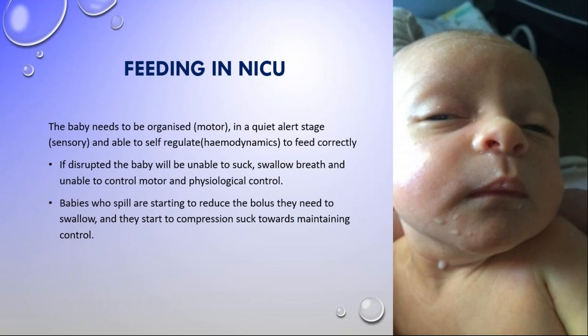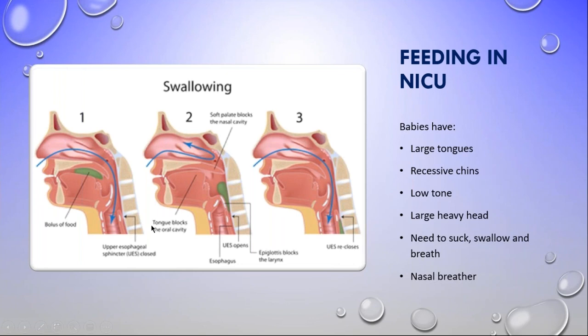So, what is the problem with feeding? They have large tongues. In actual fact, they don't have a large tongue. It's because they've got this recessive chin. The chin is back here. The tongue appears big. They are low-toned, especially preemies. They have a large, heavy head. They need to be able to suck, swallow, and breathe. And they are a nasal breather. It is very important that the baby can do this suck, swallow, breathe. This is what needs to happen. The swallowing, so that the milk will go down and we've got this protection. Very important.